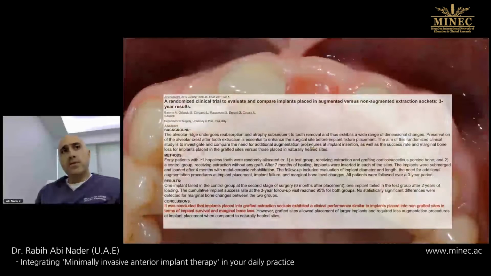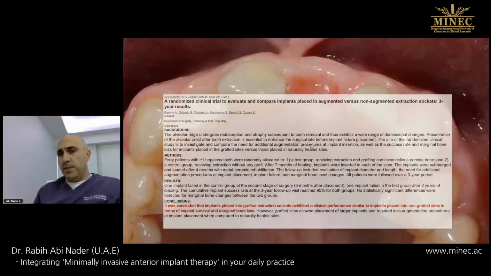This is another study by an Italian group where they did around 40 patients, and they divided the patients into 2 groups. In one group, they did extractions, and they let the socket heal naturally, and then they placed implants. In the second group, they did socket preservation, and then they placed implants. And they compared the behavior of implants in naturally healed ridges and implants in socket preserved ridges. The conclusion was that implants placed into grafted extraction sockets have exactly the same clinical performance as implants placed into non-grafted sites in terms of implant survival rate and marginal bone loss. However, in the grafted sites, they managed to place a better implant diameter, and they required much less augmentation procedures, bone graft or soft tissue graft.